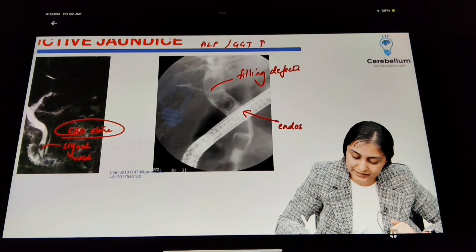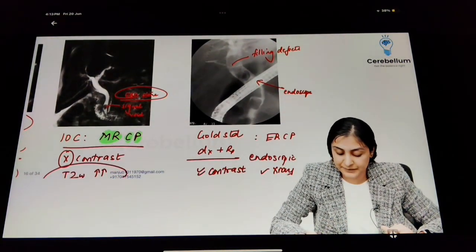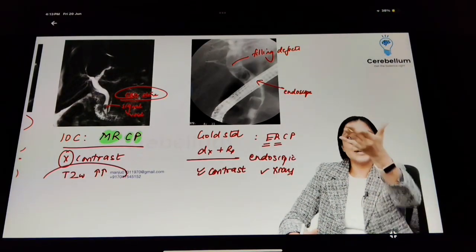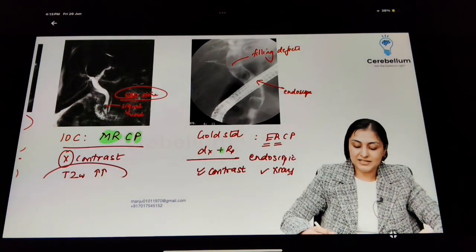You can also see the endoscope here on the image that helps you recognize ERCP. So endoscopic retrograde, you're going from the other end, cholangiopancreaticography. You are inside, you can remove the stones now as well. So this becomes the treatment of CBD stone.